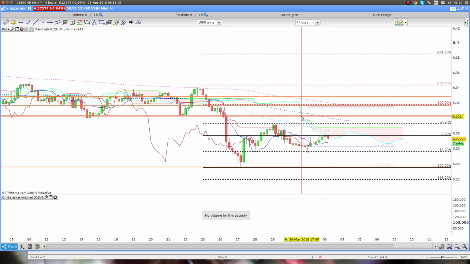So yeah, I think it's a pretty interesting long here with a nice close stop loss that you can put in below this pin bar.